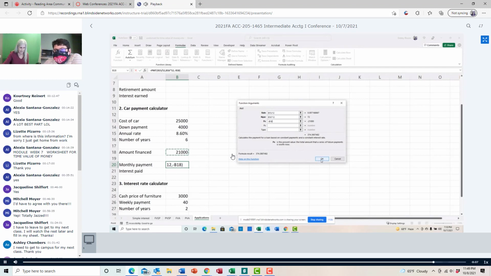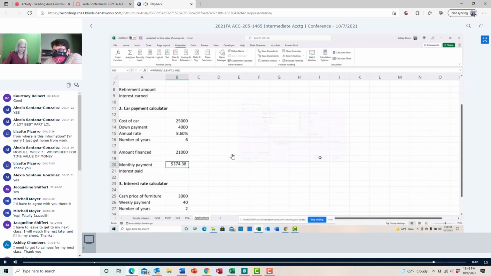$374.38. Now this is a car payment calculator because now if I say, oh my gosh, I can't afford $374 a month, I want to keep it under $350, how about if I buy a $22,000 car? How about if I go to 7 years instead of 6 years? Notice how the answer changes.